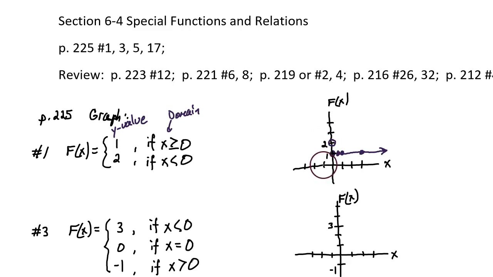For instance, when x is negative 1, go up to a height of 2 and put a dot. Or when x is negative 2, go up to a height of 2 and put a dot. What we're going to have is a horizontal segment going to the left forever. Notice that this piece here has an open circle endpoint, whereas this other piece has a closed dot endpoint.